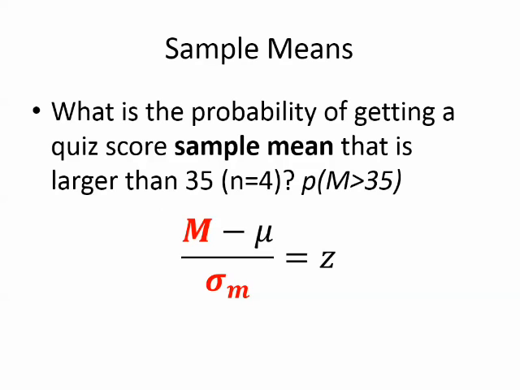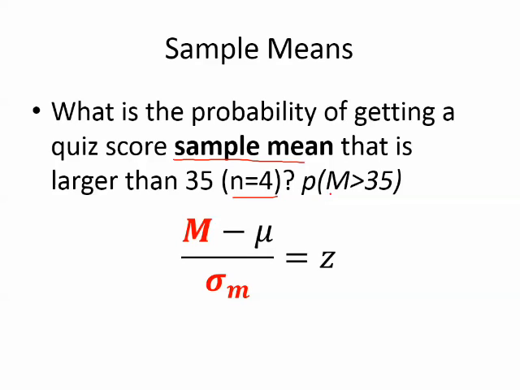So let's look at what we're going to do now. This is how it's going to change a little bit. Instead of asking the probability of selecting an individual score, we're going to ask what's the probability of getting a quiz score sample mean that is larger than 35. This is important. Sample. I'm getting a quiz score sample. If I took 4 people from our class and randomly sampled them, assuming that our mean was 30, what's the probability that I'm going to get a mean of 35?